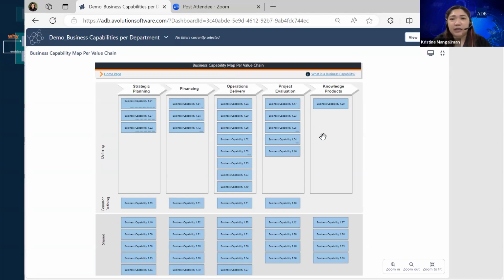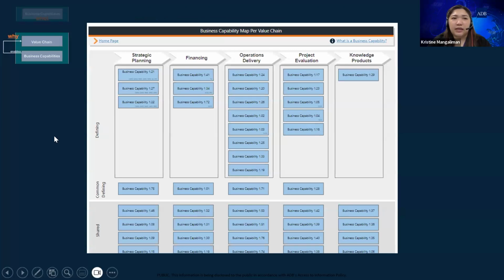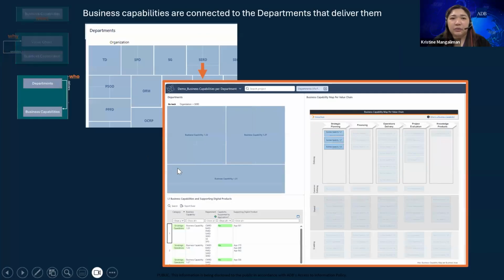And as enterprise architecture, we provide standards and guidelines. So we added a link to the model on what the business capability is, how to model that, what's the difference between defining, shared, and enabling, etc. So it goes to a pack that details the standards and guidelines for that specific component. So that's the why. And then the next, the who.